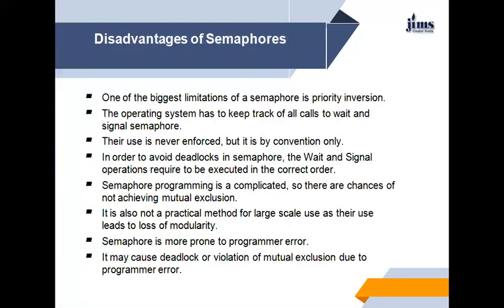There are some disadvantages of semaphores. One of the biggest limits of semaphores is priority inversion. The operating system has to keep track of all calls to wait and signal semaphore. Their use is never enforced, but is by convention only. In order to avoid deadlocks in semaphores, the wait and signal operations are required to be executed in the correct order. So the order is important.